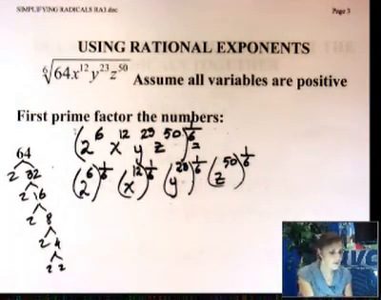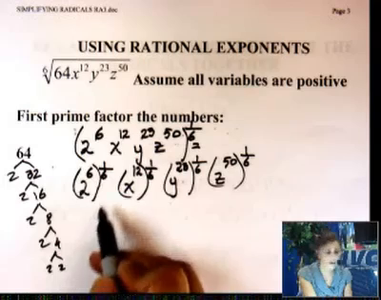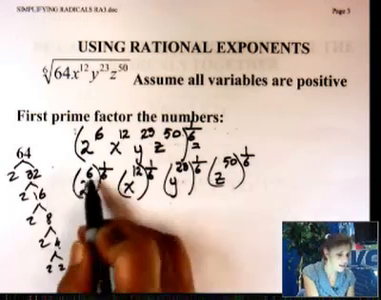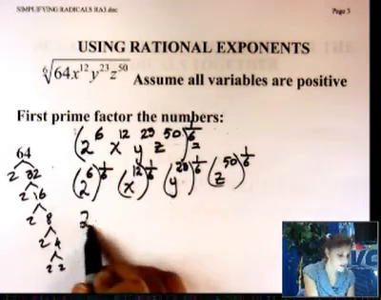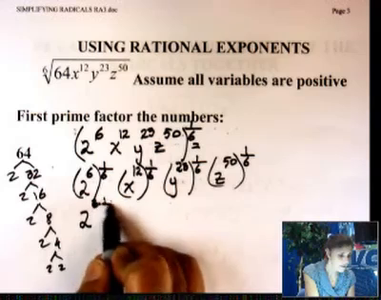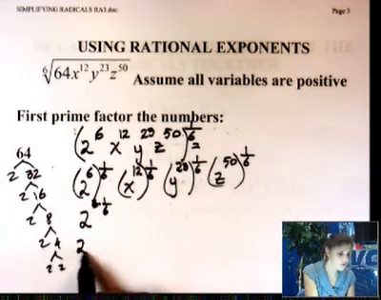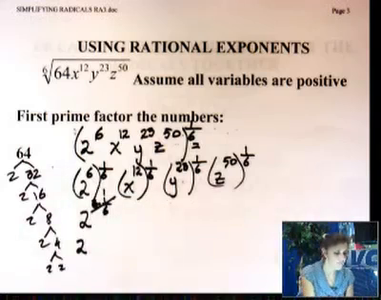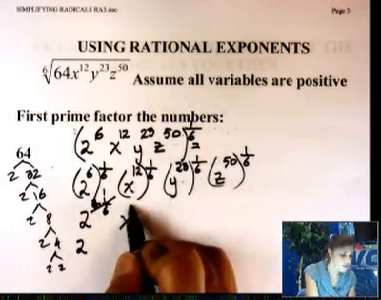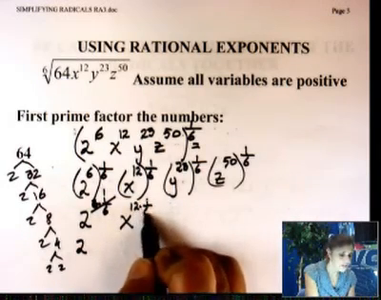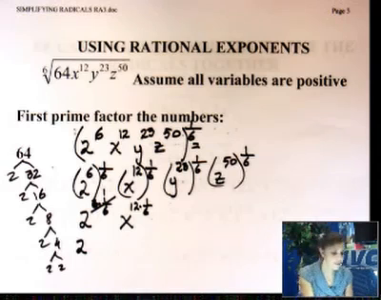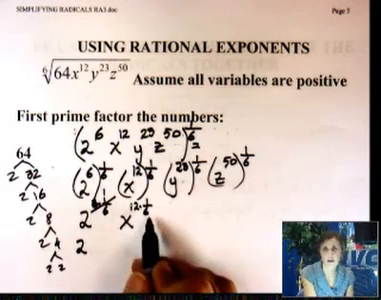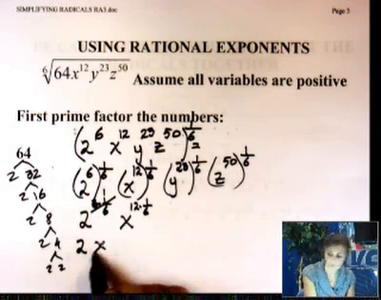All right. So what is this? 2 to the 6th power to the 1/6. That means 2 to the 6 times 1/6. Guess what that is? That's 2. All right? Because these 2 will cancel out. It'll give you 1. X to the 12 times 1/6. What is that? 12 times 1/6. That is 12 divided by 6. That's 2.